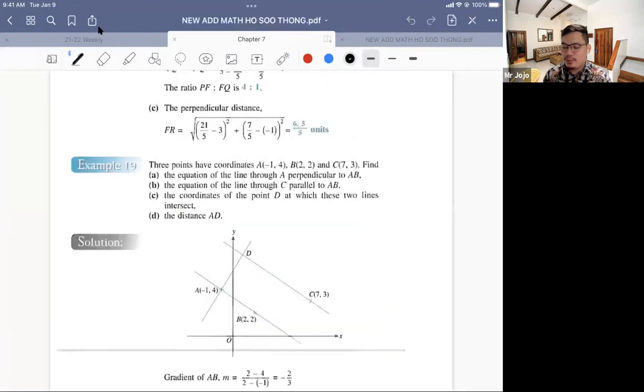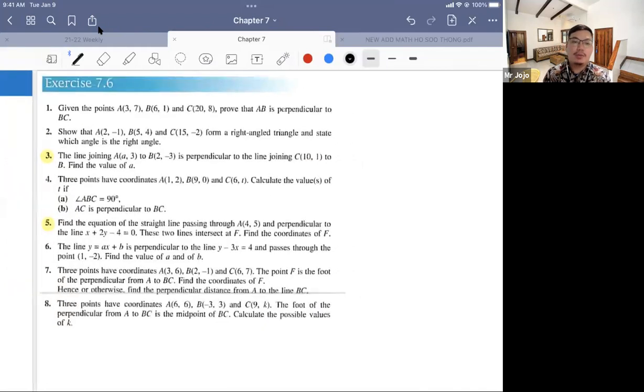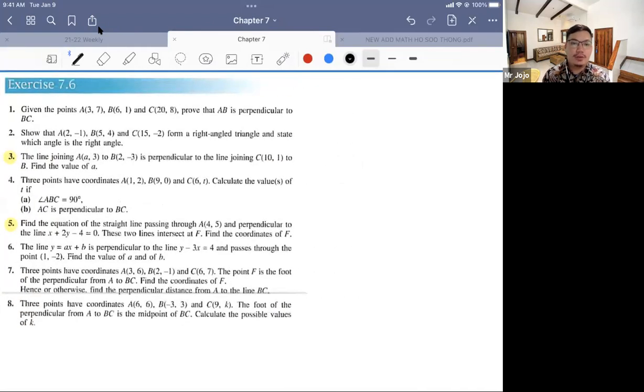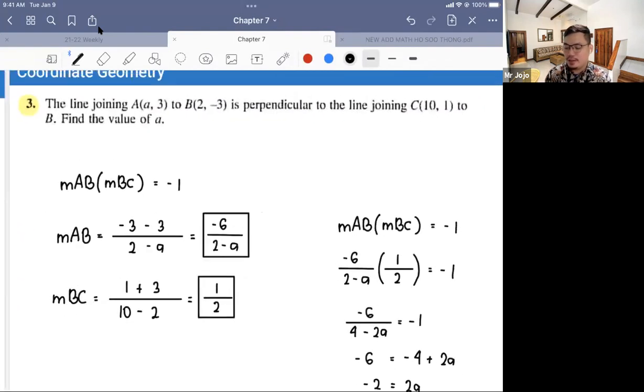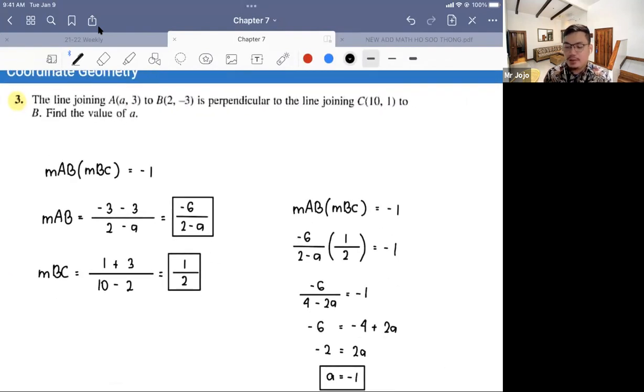Okay, so question number 3 is similar to our example. It's just that it's looking for the value of a variable. Let me read the question. The line joining point A (3, a) to B (2, -3) is perpendicular to the line joining point C, which is (10, 1), to B. Find the value of a.